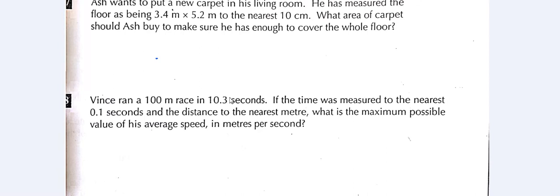Okay. So these two are in the same unit, so you don't need to change, not like the earlier one, where this one is cm and this is meter, where you have to change to cm before you find the upper bound and lower bound. Now, he said, what is the maximum possible value of its average speed in meter per second?